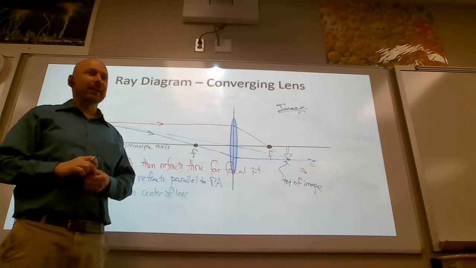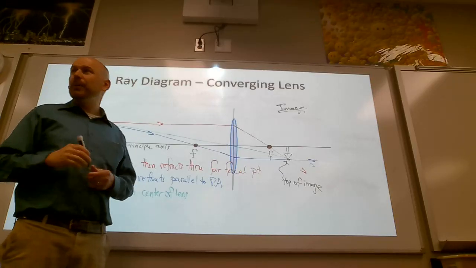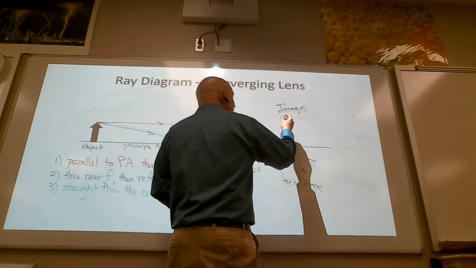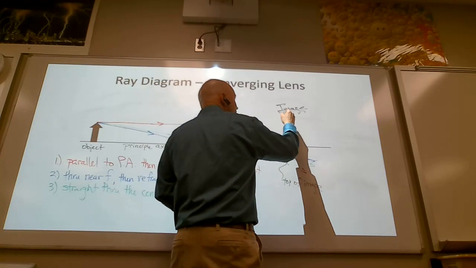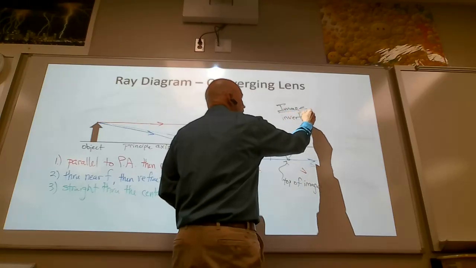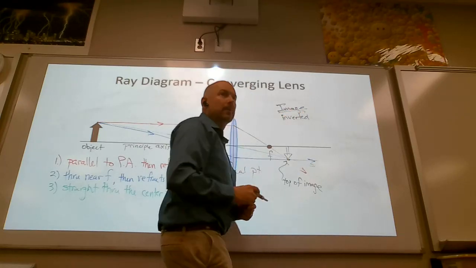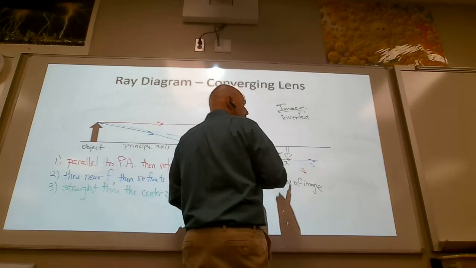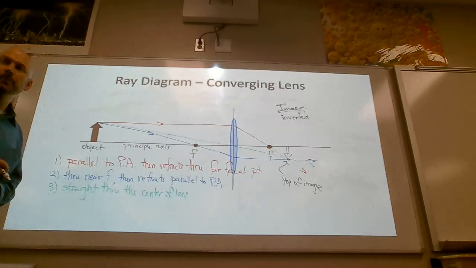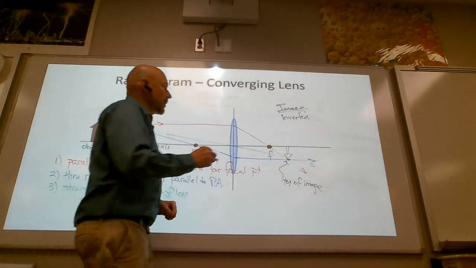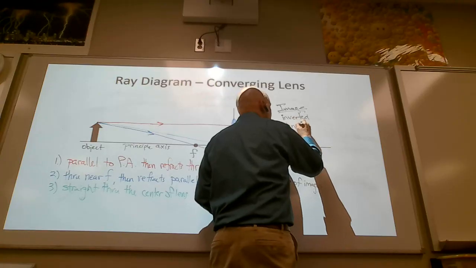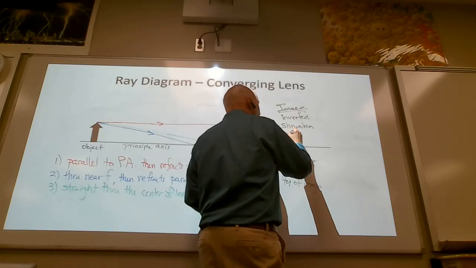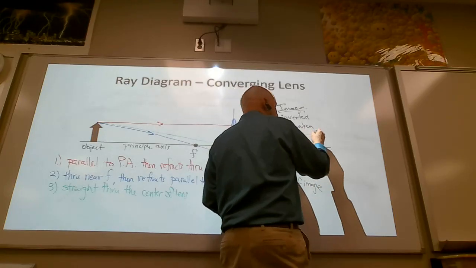So we talked about the characteristics of an image a little bit when we did the mirrors. Okay, so upside down, we're going to say is inverted. Okay, and it is shrunken or enlarged. It's smaller than our object, so it's shrunken, and it is real.